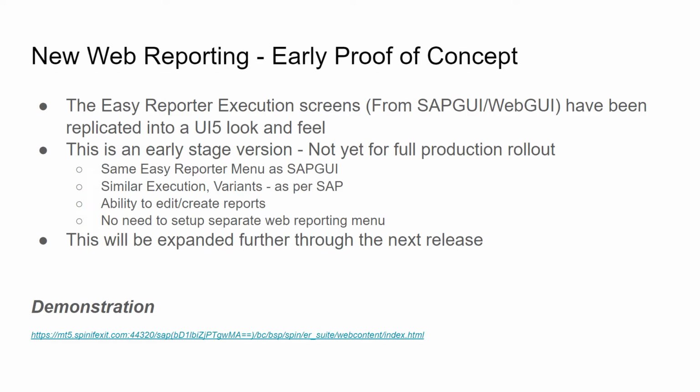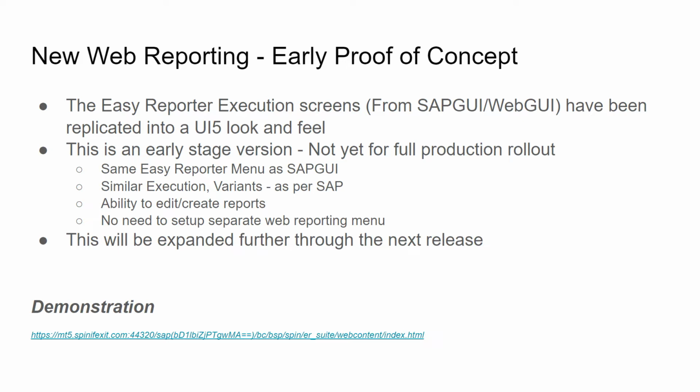The final change is really a first version, I suppose a proof of concept, of where we're going to move the Easy Reporter front end, the look and feel of the way that Easy Reporter works, moving from the SAP GUI version into a more UI5 look and feel. So this is a very early stage version. I wouldn't say this is ready yet for production. So this will probably take us through to the next release before we fully release this. But I wanted to give you a preview of what was coming.